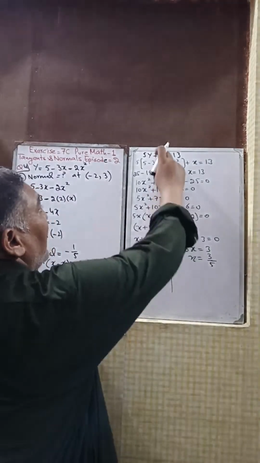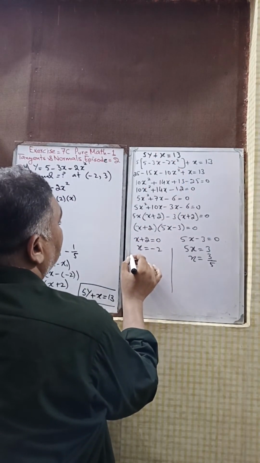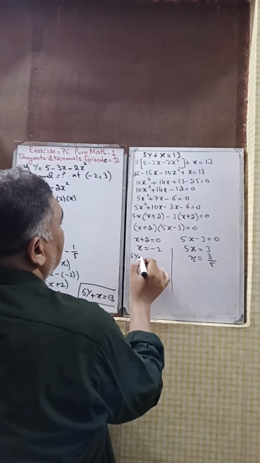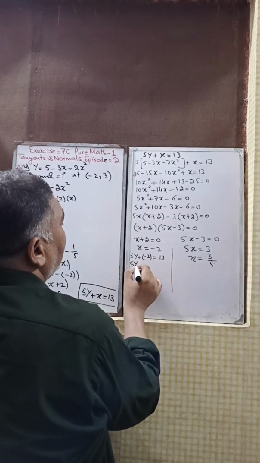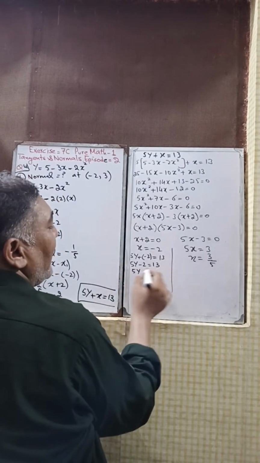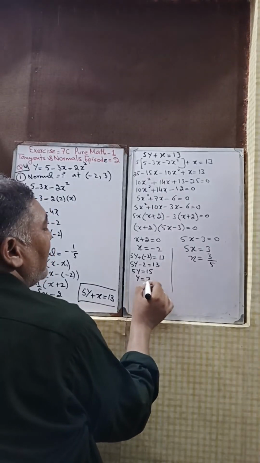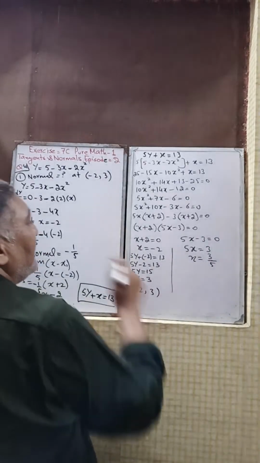I will put this value in this equation. So we will have 5y plus minus 2 equals to 13. So you will have 5y minus 2 equals to 13. So 5y, this 2 will add there, so it will become 15. So y will be 15 divided by 5, that is 3. So the coordinate is minus 2 comma 3. This is the point already given, okay?